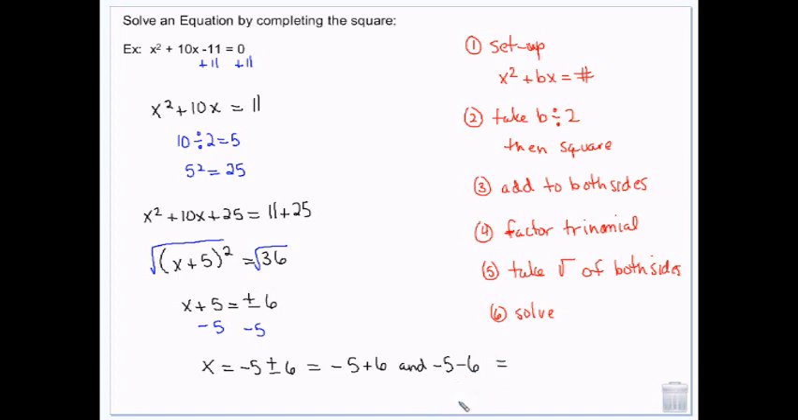You do both. You do the plus and the minus. So negative 5 plus 6 is 1. Negative 5 minus 6 is negative 11. So here are my two answers.